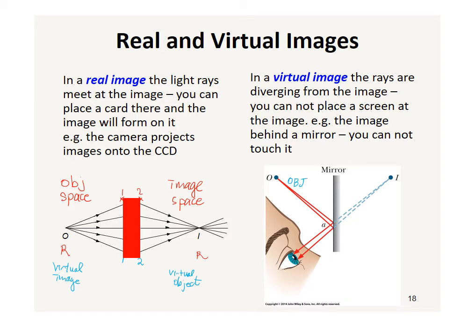We have object space here and we have image space here, but you can see the rays have not converged to an image in image space. They've actually converged to an image over here in this virtual space.